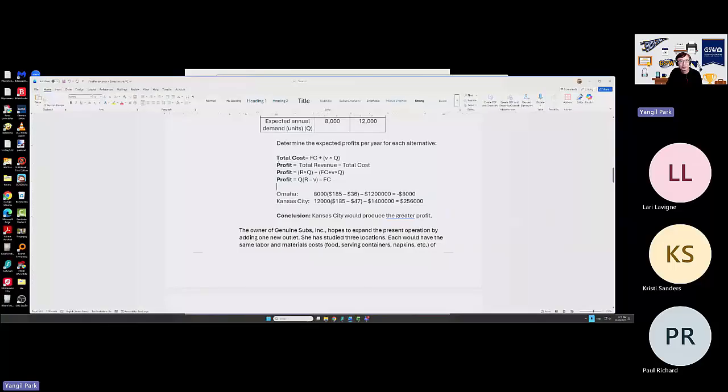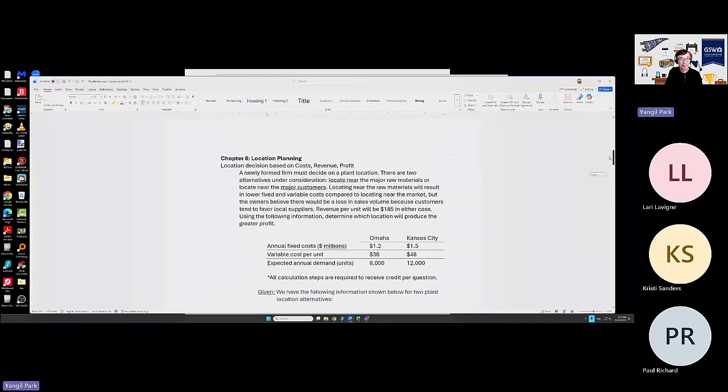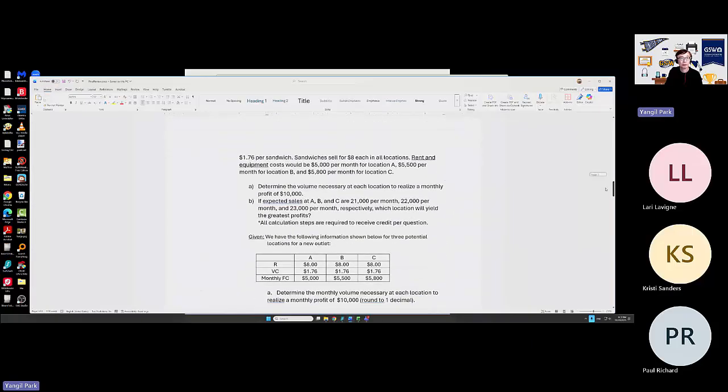So total costs, profit, so that we can move these equations from left to right, and then eventually we're going to find the profit. Okay, which has the higher profit? There you go. One has a higher profit, which is Kansas City in this example. So that's the one problem we're going to have, finding the higher profit, comparing those two.